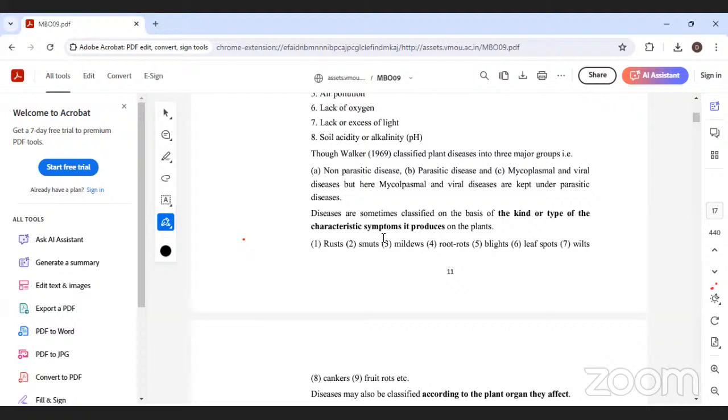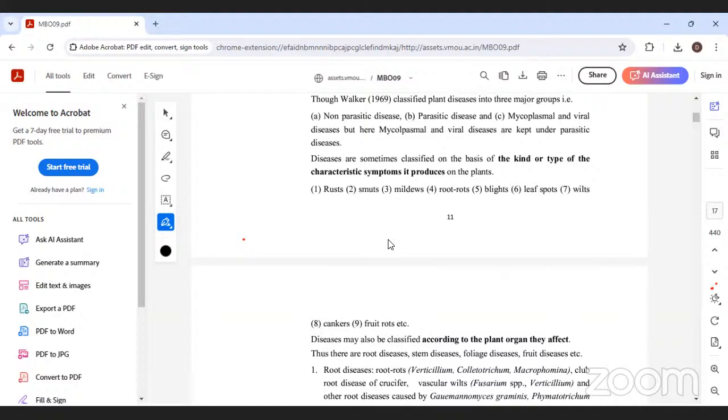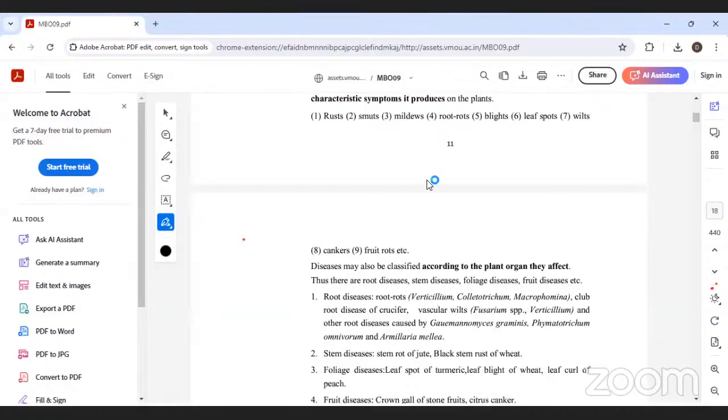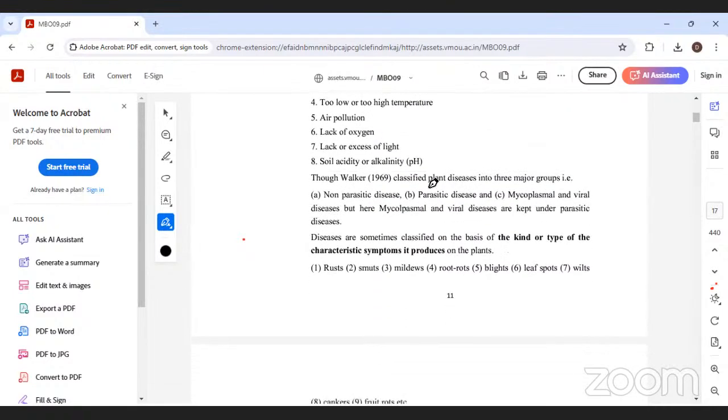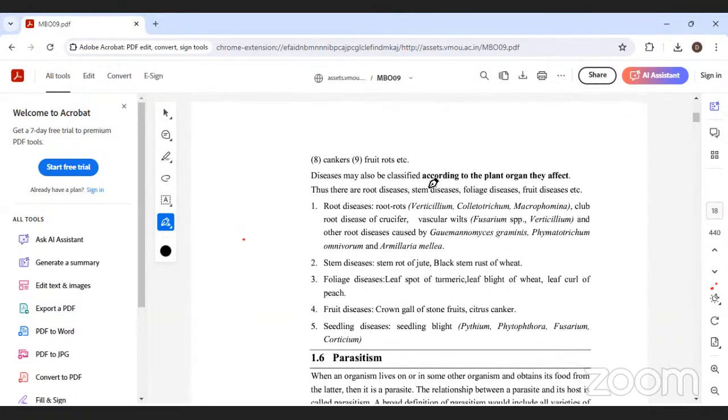Diseases are sometimes classified on the kind or type of characteristic symptoms produced on the plant. Here, how many types are there? One is rust. Second is smut. Third is mildew. Fourth, root rot. Fifth is blight. Sixth, leaf spot. Seventh is wilt. Eighth is canker. And last, fruit rot, etc.